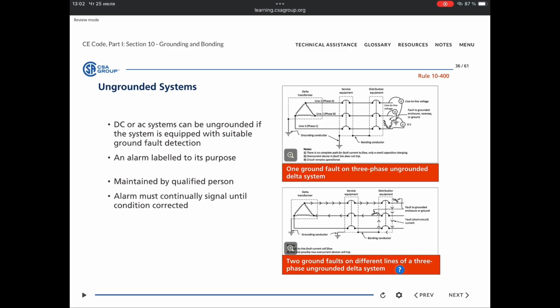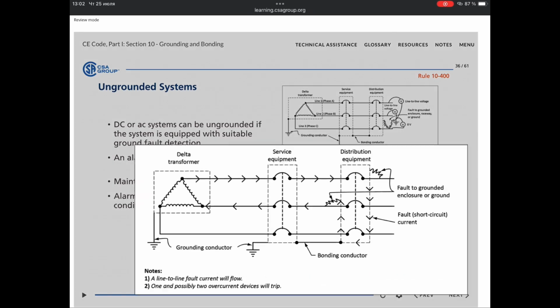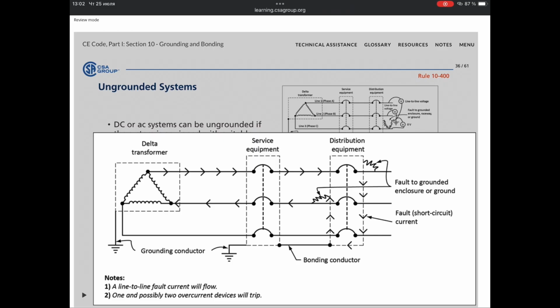This figure shows the second ground fault has occurred on another line. The fault current now has increased as the fault is a line-to-line fault, and two overcurrent devices need to trip to clear the fault. This can result in equipment damage due to the higher fault current level.